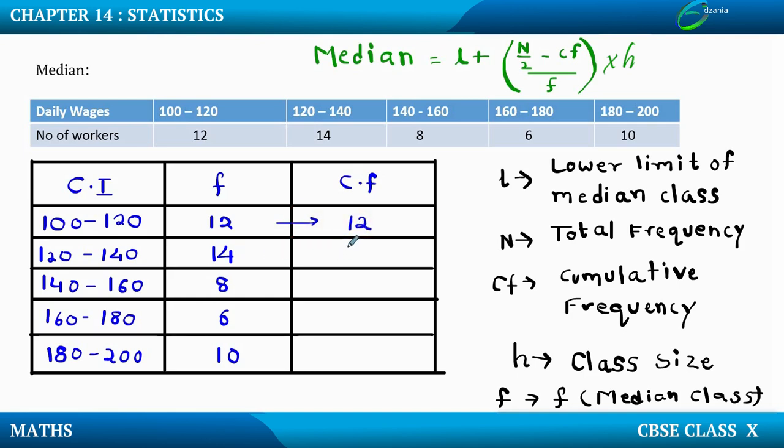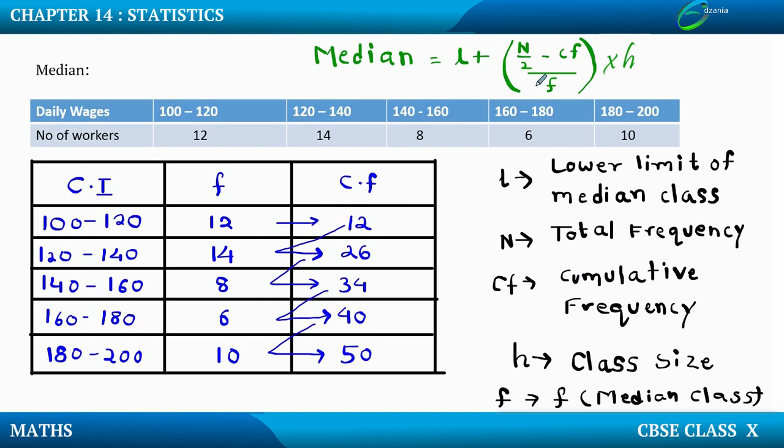12 plus 14 is going to give me 26. So adding like this, then 26 plus 8 is going to give me 34. Then we have 34 plus 6 is going to give me 40. And then we have 40 plus 10 going to give me 50. So this is how we calculate cumulative frequency, that is added frequency. So every next frequency gets added.